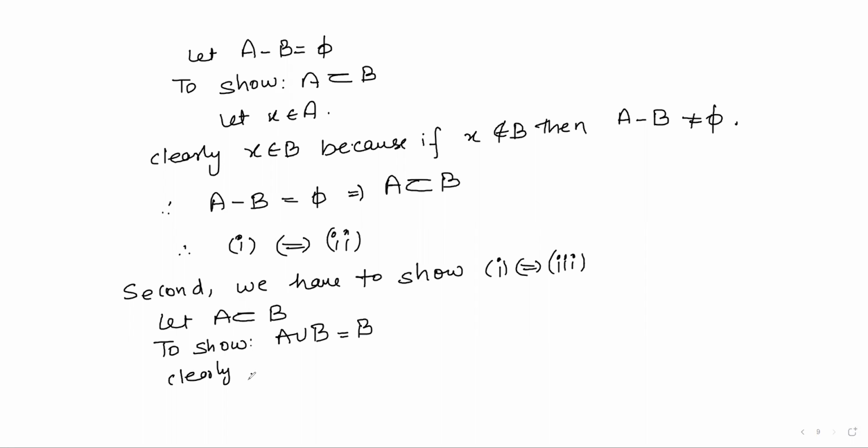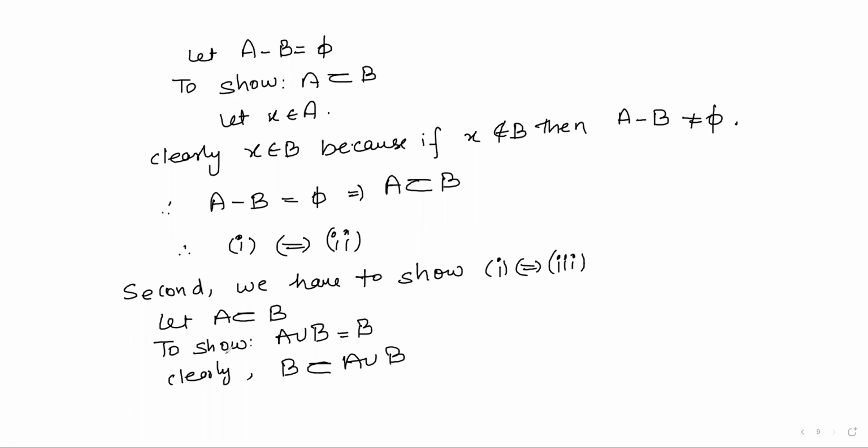So clearly B is a subset of A union B. A is a subset of B. We need to show that A union B is equal to B. So we already know that B is a subset of A union B. Safan, please note this. One second, sir. Done, sir.